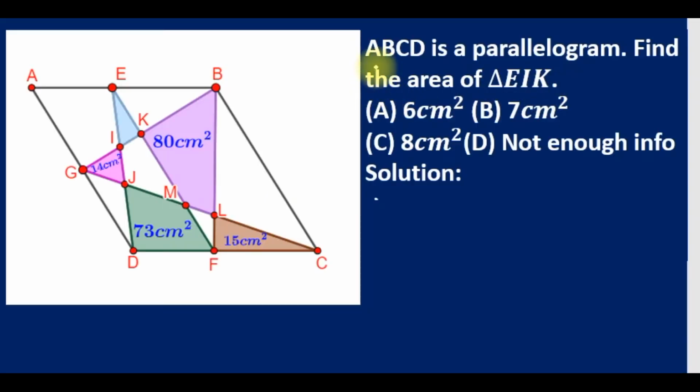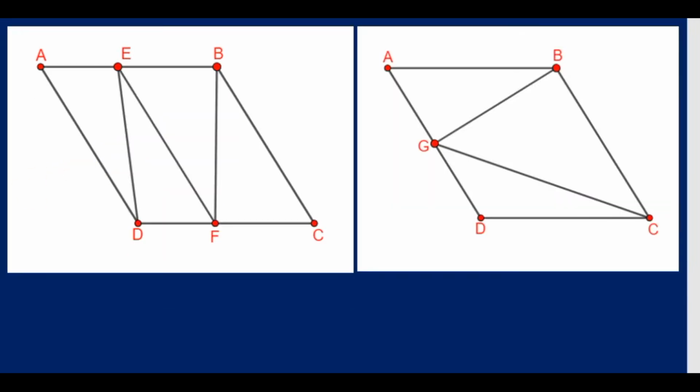Okay, we have ABCD is a parallelogram. Find the area of triangle EIK. So we are given this. The diagram looks complicated, but it's very, very simple. Before I go over to this question, let me teach you something that will help us to solve this.